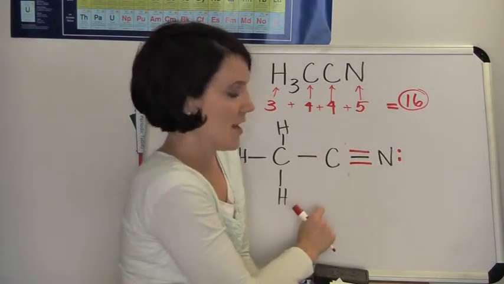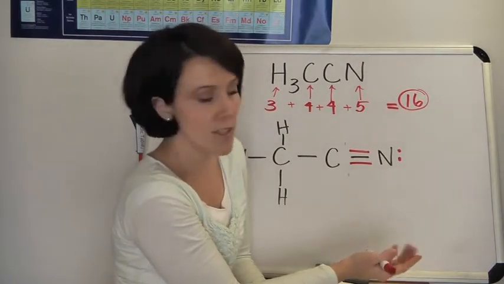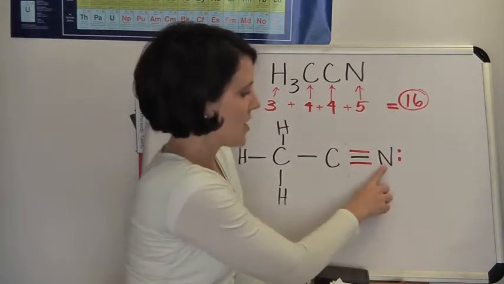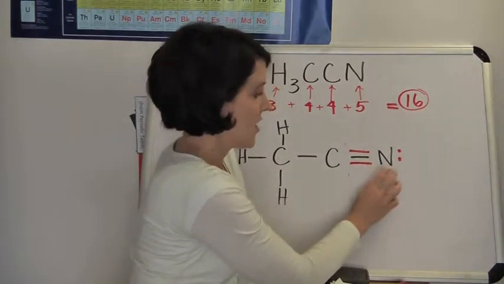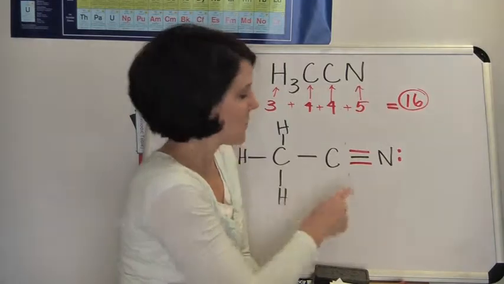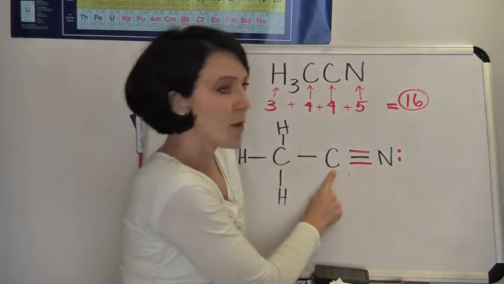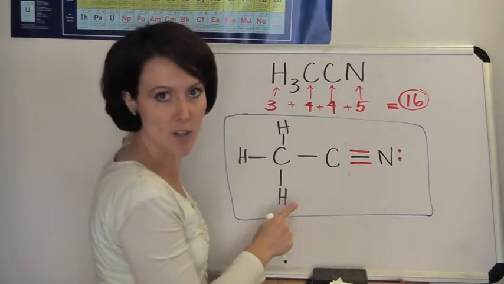1, 2, 3. Is my octet rule followed? Let's see. Nitrogen now has 8. 1, 2, 3, 4, 5, 6, 7, 8. So nitrogen is taken care of. That's good. What about carbon? Carbon also has 8. There's my Lewis dot structure.